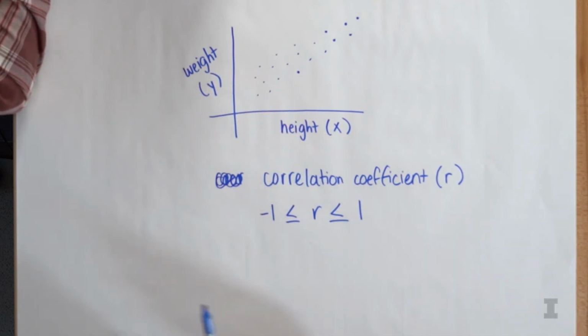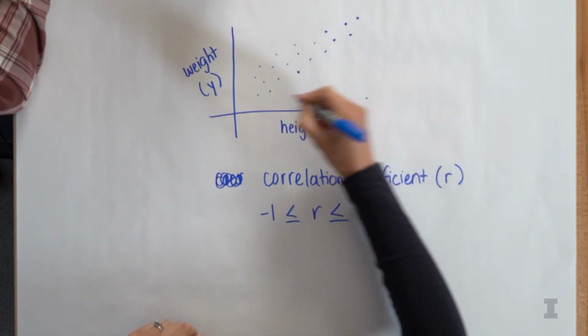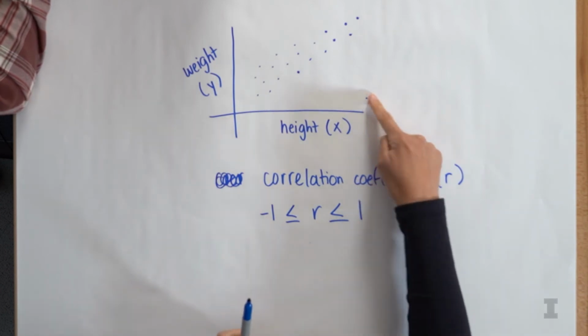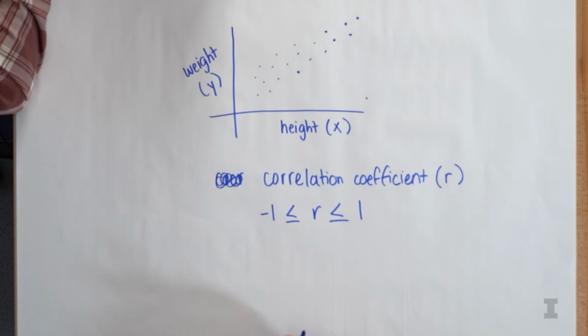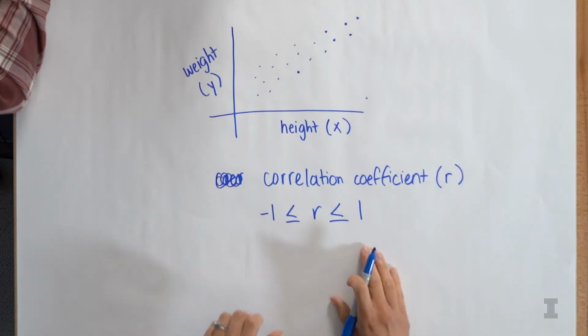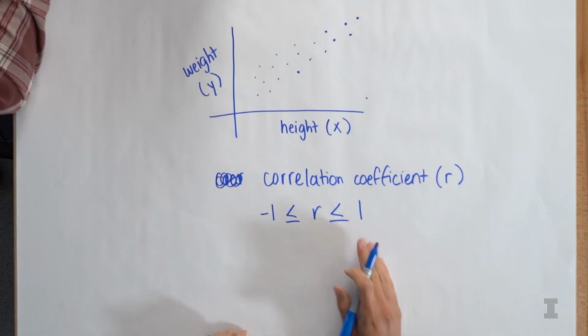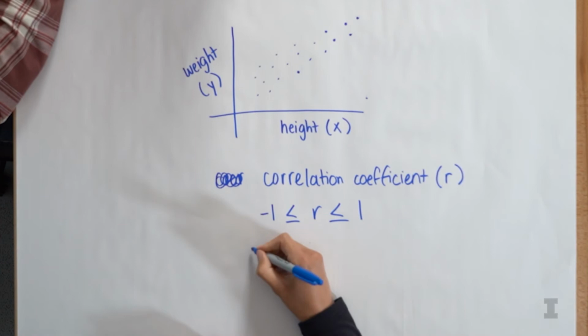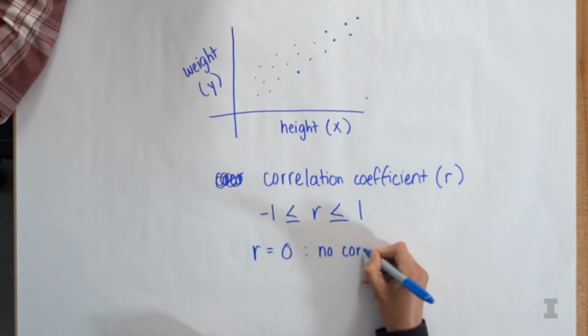Now, sure, there could be outliers. There could be someone who is really tall and has a really small weight. That would be considered an outlier. And the correlation coefficient takes into account all these points and gives us the statistic between -1 and 1. So if R is between 0 and 1, that means we have a positive correlation. If R is 0, that means we have no correlation.